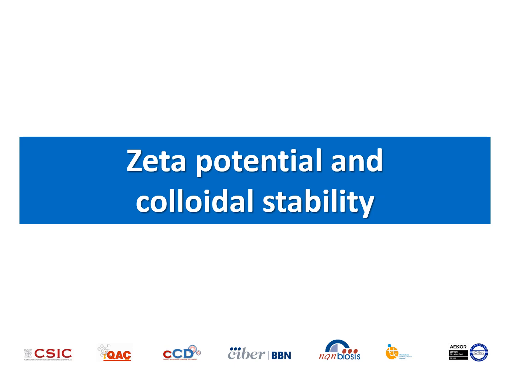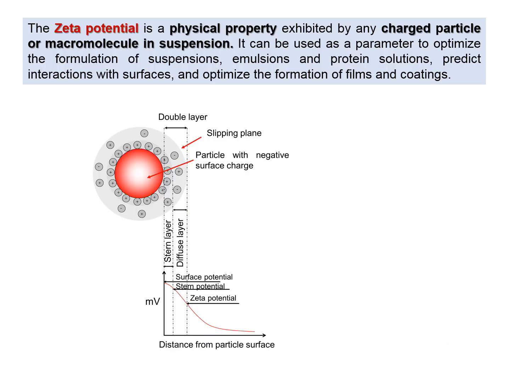Zeta potential and colloidal stability. The zeta potential is a physical property exhibited by any charged particle or macromolecule in suspension. It can be used as a parameter to optimize the formulation of suspensions, emulsions, and protein solutions, predict interactions with surfaces, and optimize the formation of films and coatings.